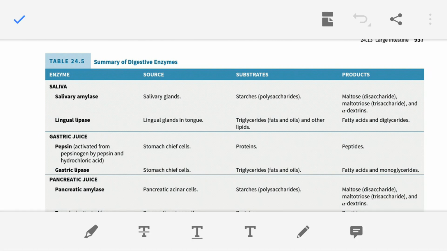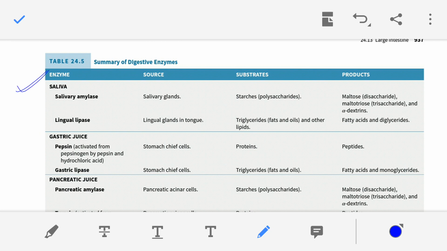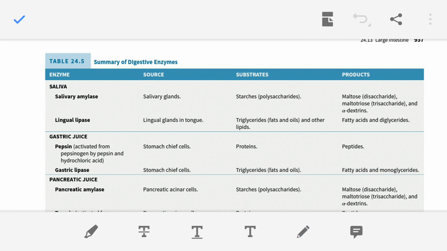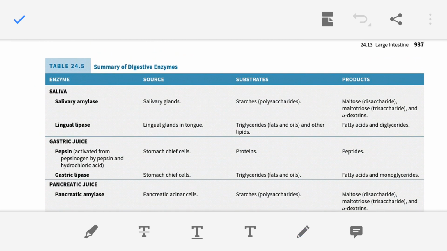As you can see in the table, there are 4 columns. In the first column, the digestive enzyme name is written. Then in the second column, the source, from where the enzyme is secreted or produced. Then the substrate on which the enzyme is acting, and the product of the digestion in the last column. So one by one we are discussing this.